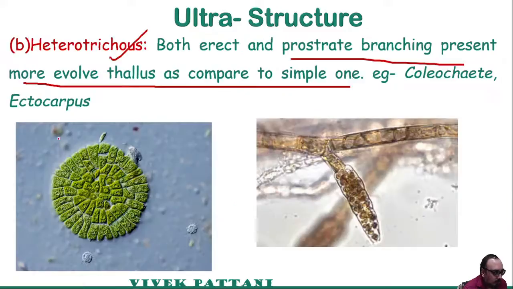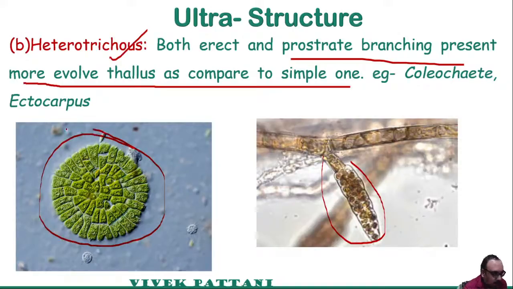Now comes the heterotrichous, where there may be erect branching as well as prostrate branching. Now you may see the branching. These are the different types of branching. Examples given here are of Coleochaete, and this one is Ectocarpus.